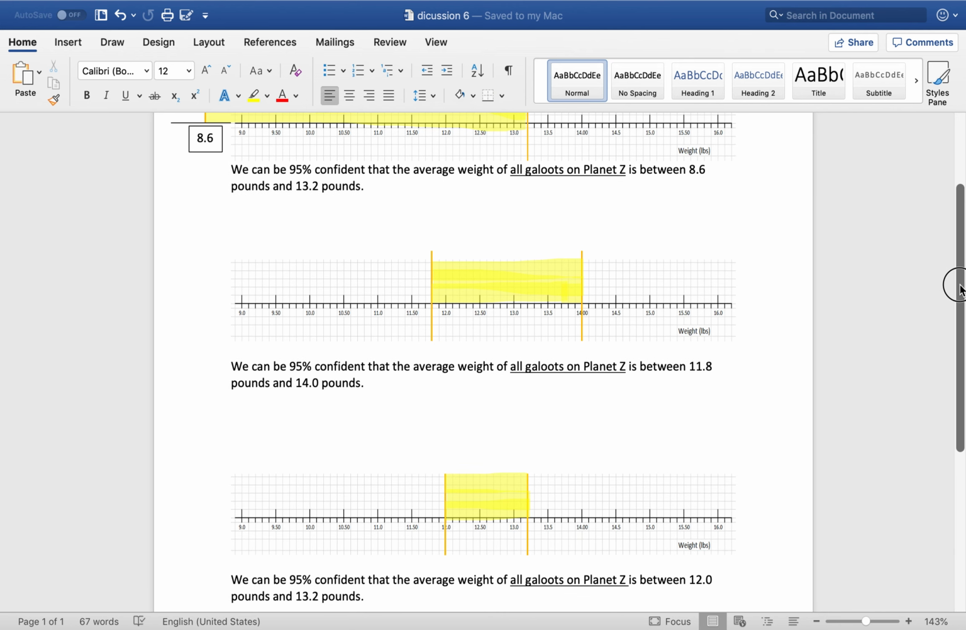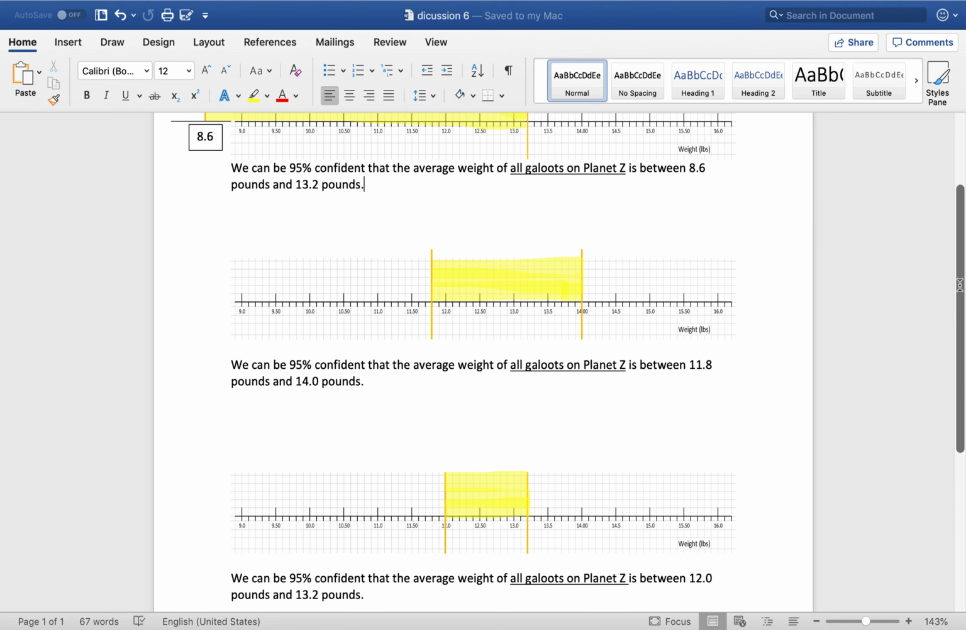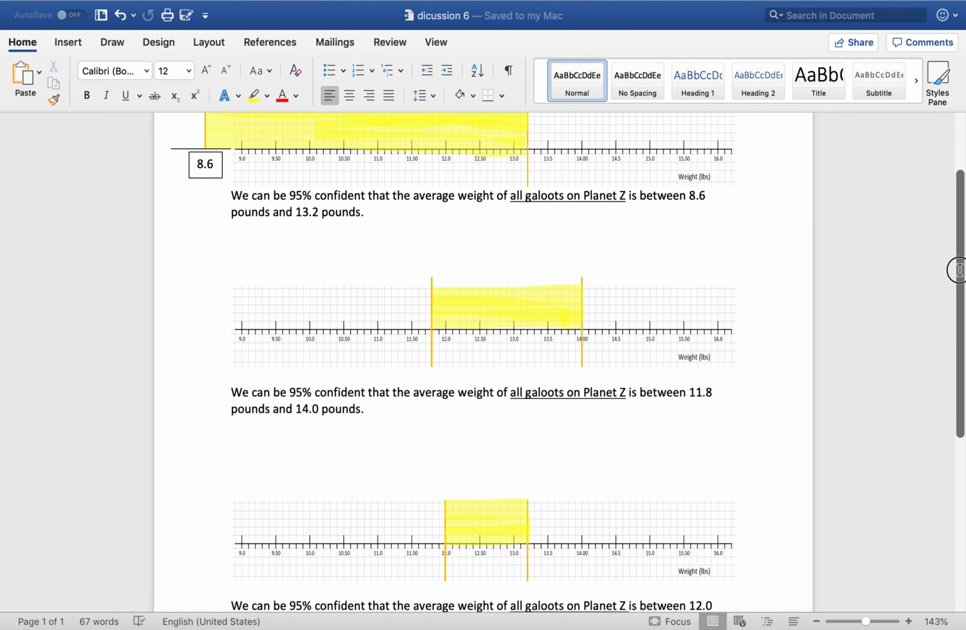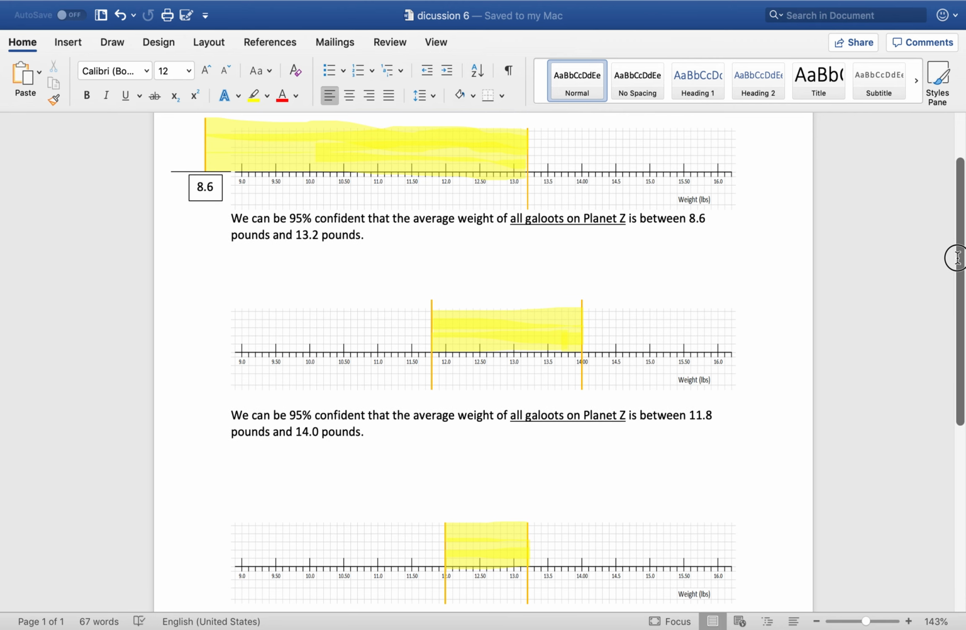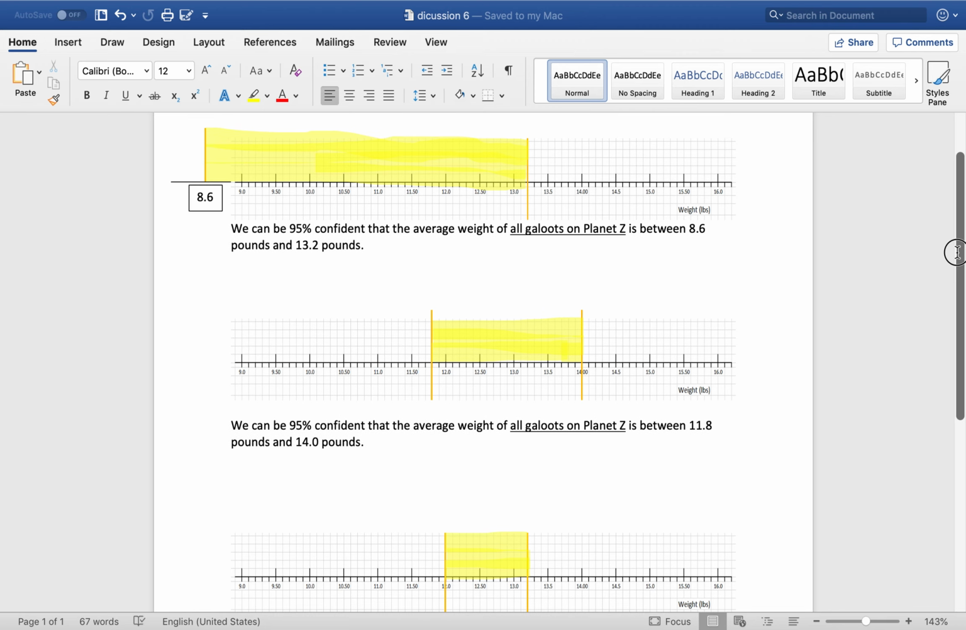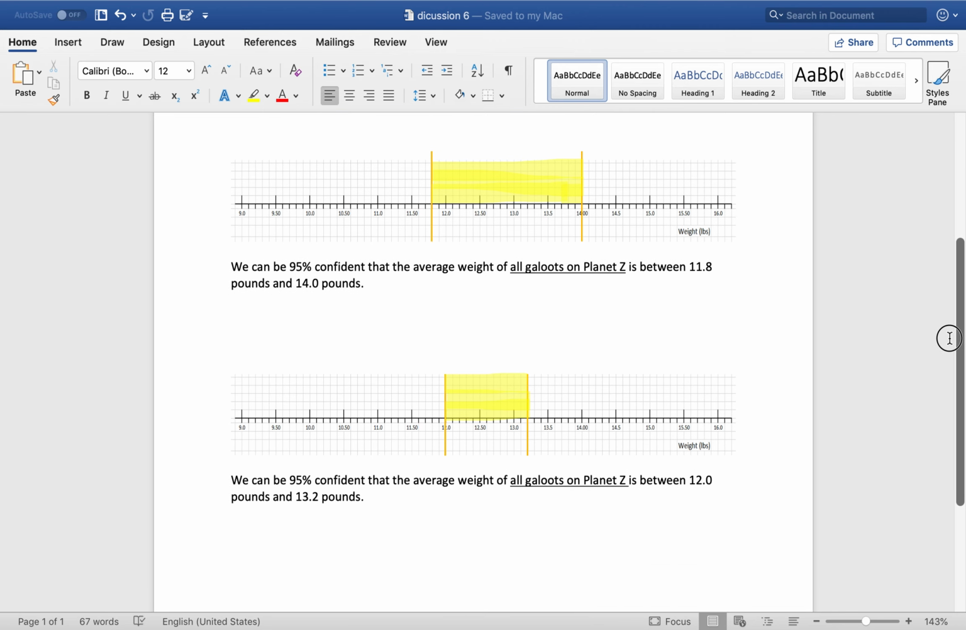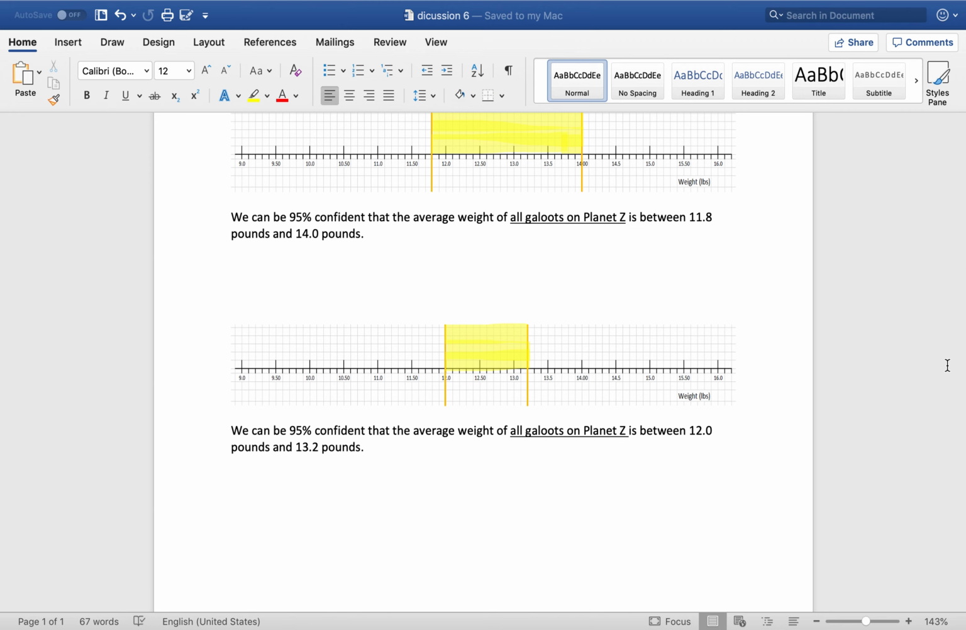how confident we are in the interval and what the highest and lowest pounds are, and then some differences. I noticed that the smaller the sample size, the larger the width of the confidence interval. And sample 3, when the sample size was 160, it got smaller, which I thought was really interesting. And it just told me that the bigger the sample size, the less difference, or narrower interval, you will have.